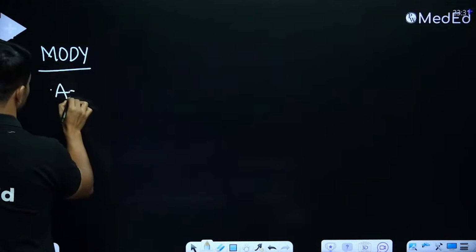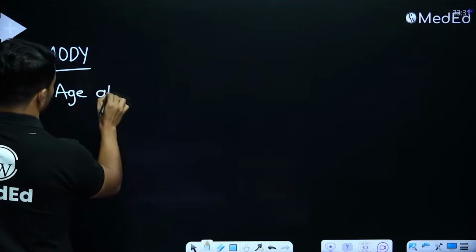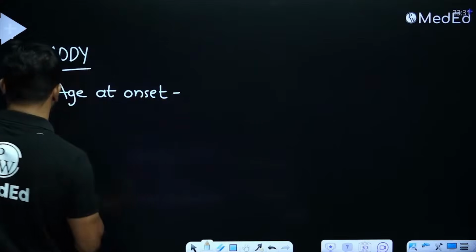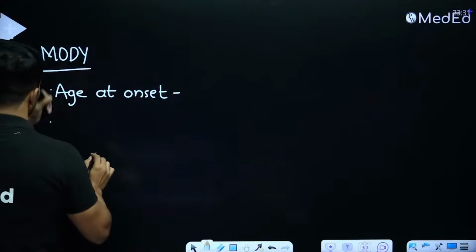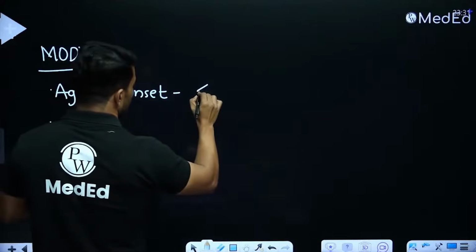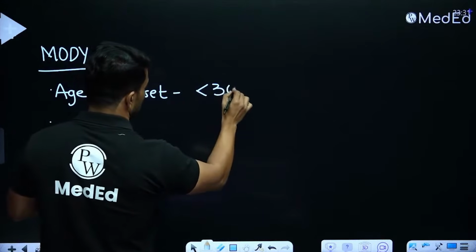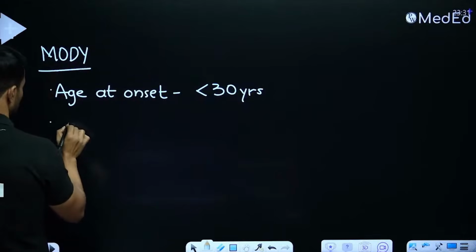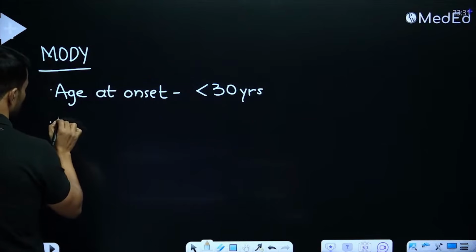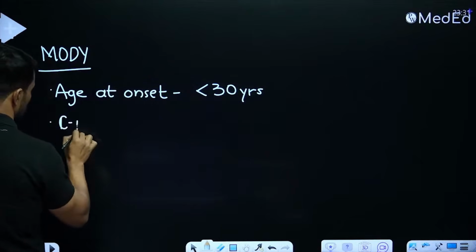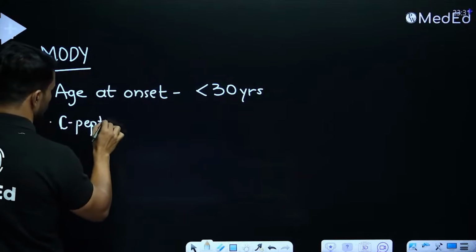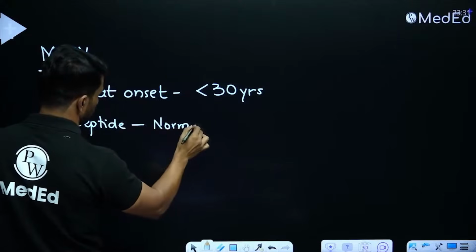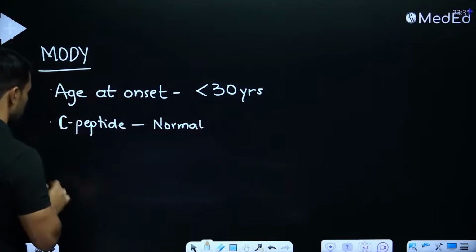First one, age at onset. Okay. We are saying maturity onset diabetes in young. So young means less than 30 years is the criteria. Okay. The second one, C peptide levels or insulin levels are going to be normal, not undetectable.